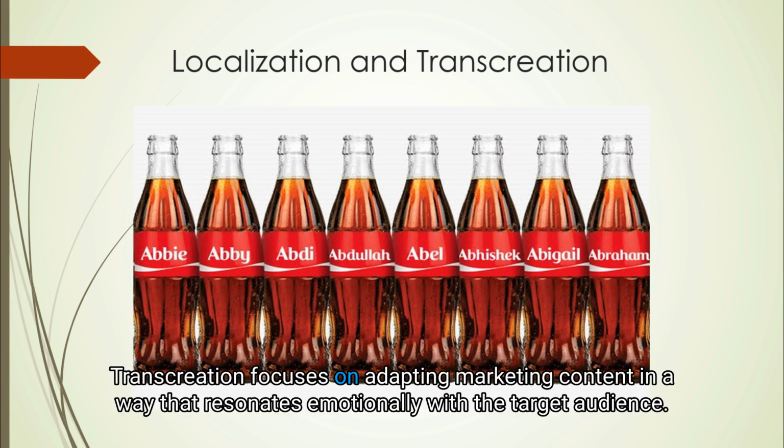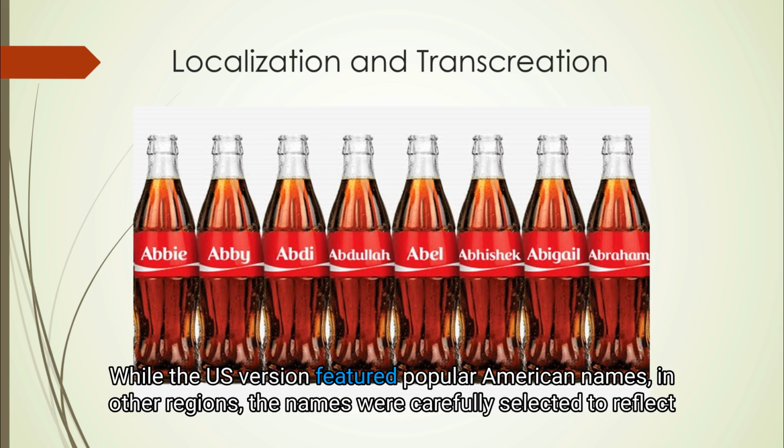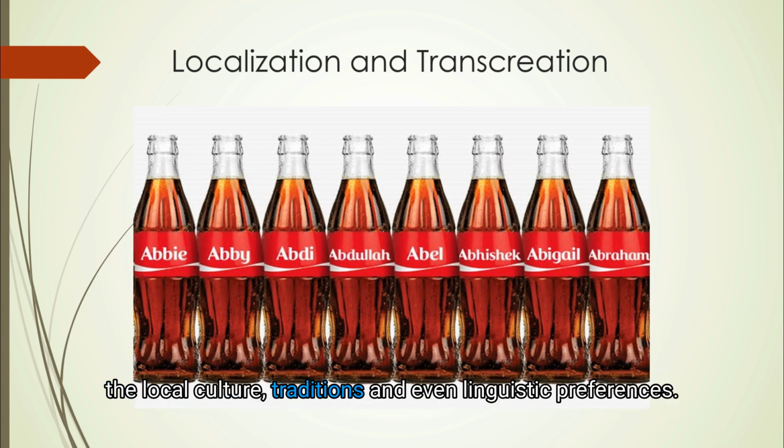Transcreation focuses on adapting marketing content in a way that resonates emotionally with the target audience. For example, Coca-Cola's famous Share a Coke campaign used personalized names on bottles in various countries, while the US version featured popular American names. In other regions, the names were carefully selected to reflect the local culture, traditions, and even linguistic preferences.